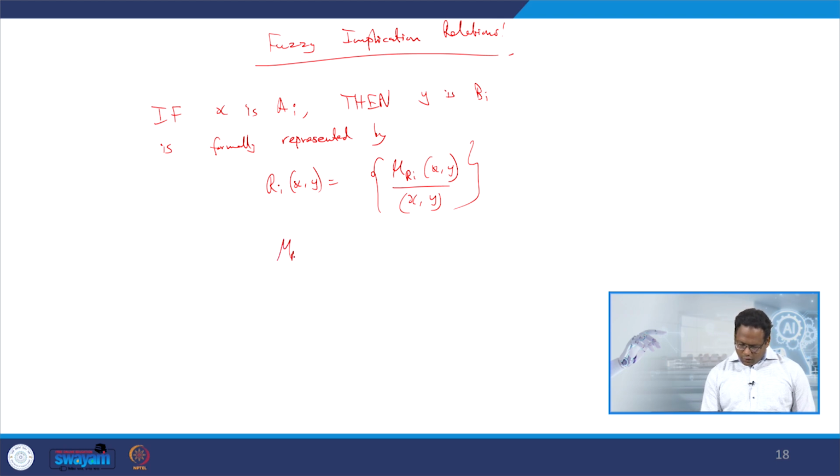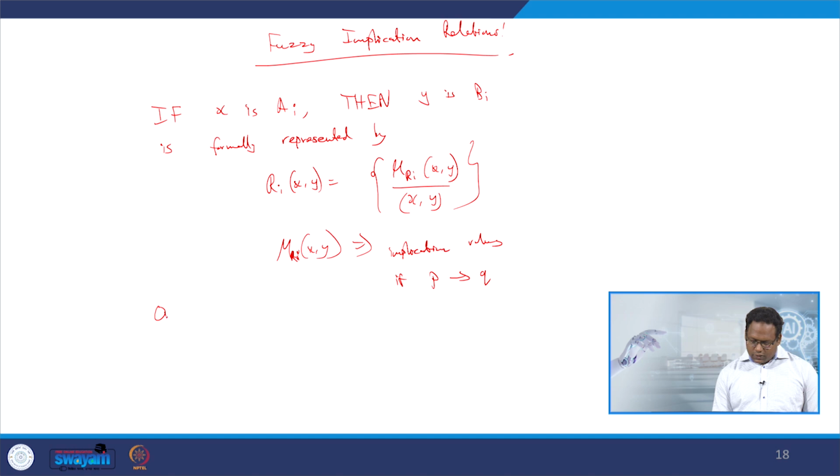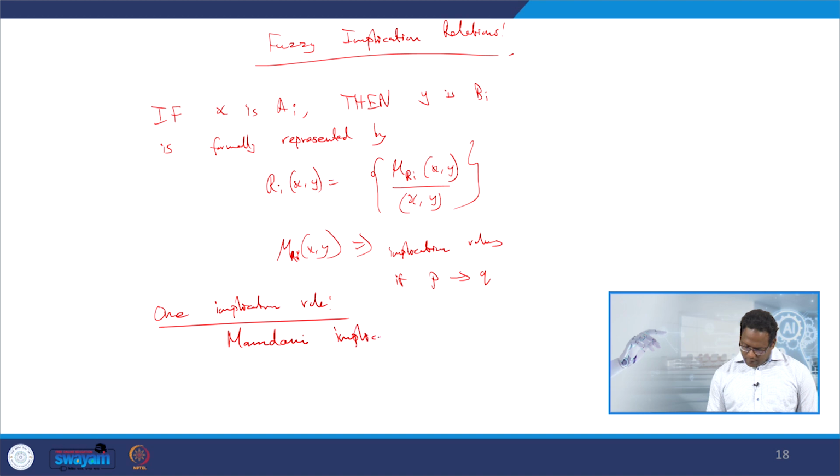Here mu Ri of x comma y is the membership function constituted using implication rules, that is, if P then Q. There are several implication rules; I am considering here in this lecture only one implication rule, which is the Mamdani implication rule.